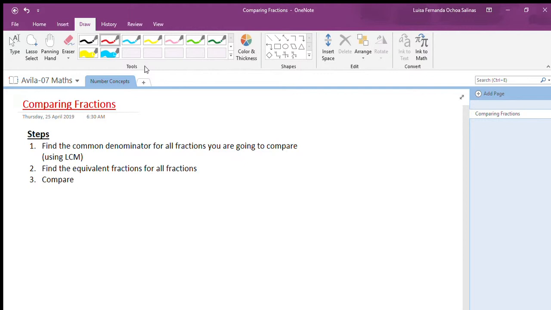So the steps that we need to follow to compare fractions are: first, we need to find the common denominator for all fractions you're going to compare. And we're going to find this common denominator by using the lowest common multiple. Then we're going to find the equivalent fractions for all fractions, and then we're going to compare them. So let's do some examples here.